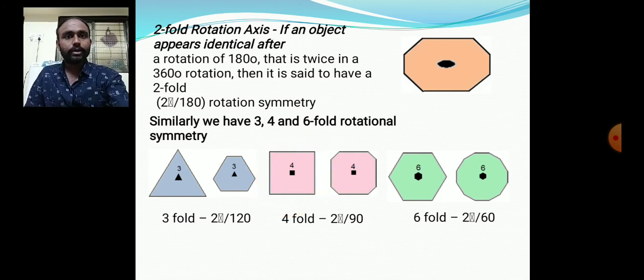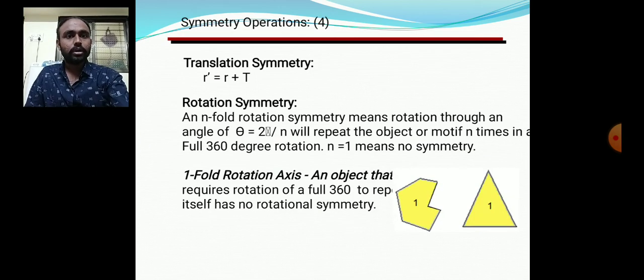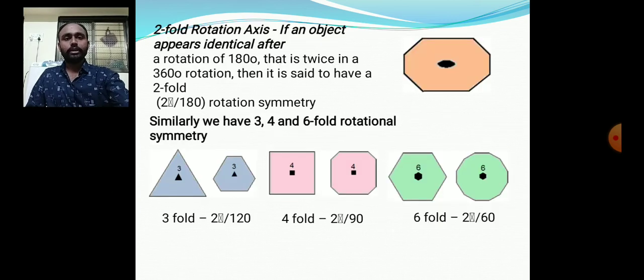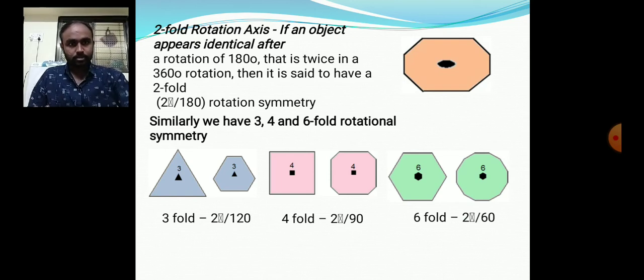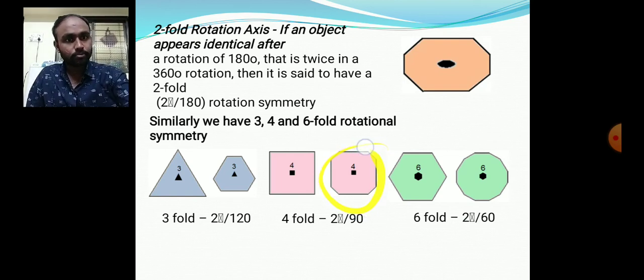Or again, you can find that theta value by using this formula. Theta is equal to 2 pi divided by 4. 2 pi divided by 4 means 360 divided by 4, that is 90 degrees, and therefore theta is equal to 90. That means to have four-fold symmetry, how much rotation angle is needed? That is 90 degrees. So this is also possessing four-fold symmetry.